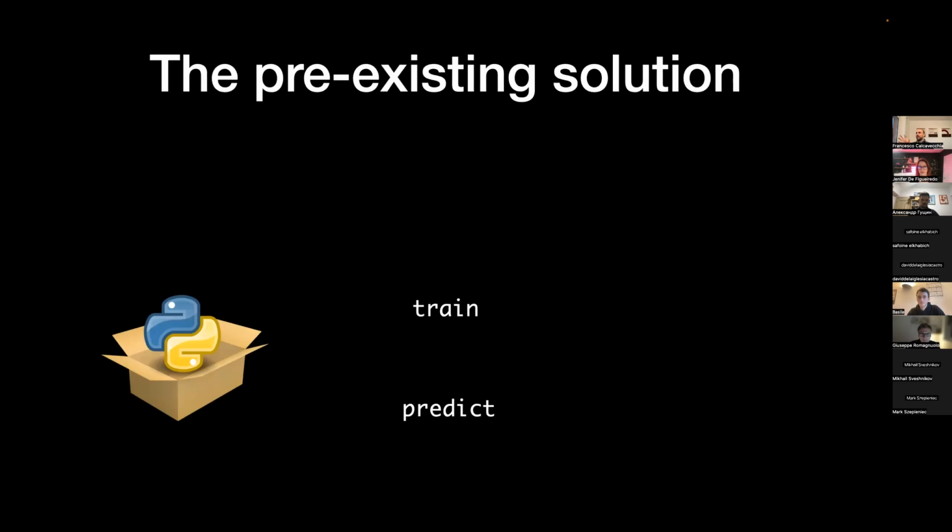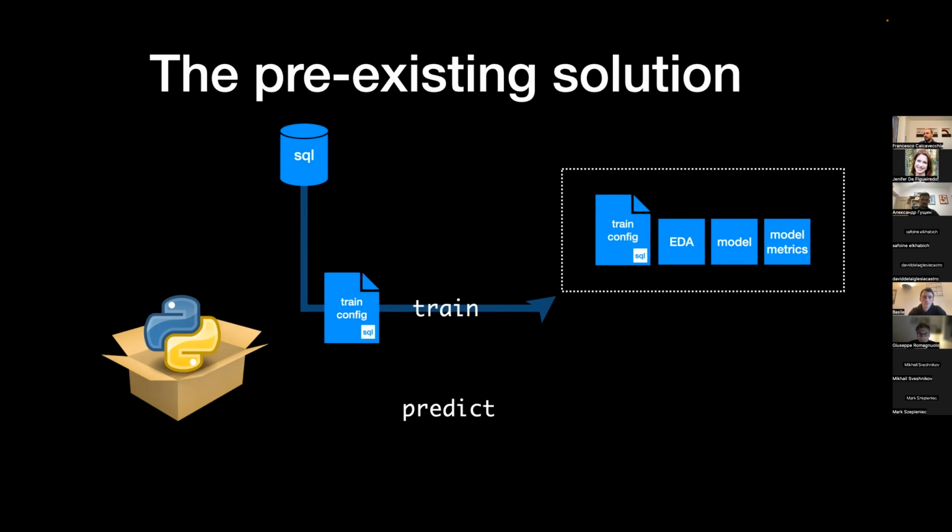Let's start maybe by describing what I found at the beginning. So the pre-existing solution, the one that was going on for the past 4 years. It mainly consisted of a Python package, which had, surprise, surprise, two main commands. One was train and one was predict. And how did it work? This custom Python package was taking an input, a train config, that had embedded an SQL query that was run against a SQL database that we had to extract the data necessary for training.